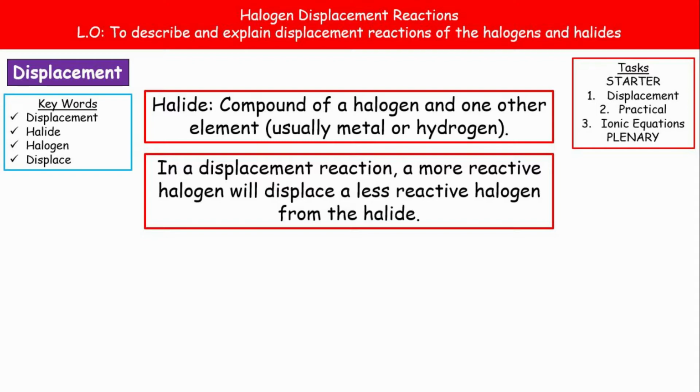What we're going to be looking at then is a type of reaction called halogen displacement reactions. Now, in a displacement reaction, what we actually find is that a more reactive halogen will displace a less reactive halogen from the halide. So if we've got a more reactive halogen just in our mixture, and then we're going to add that to a less reactive halogen in the form of a halide, then what happens is the less reactive halogen is pushed out of that compound and the more reactive halogen will take its place. So make sure you've got those 2 sentences written down for me first of all.